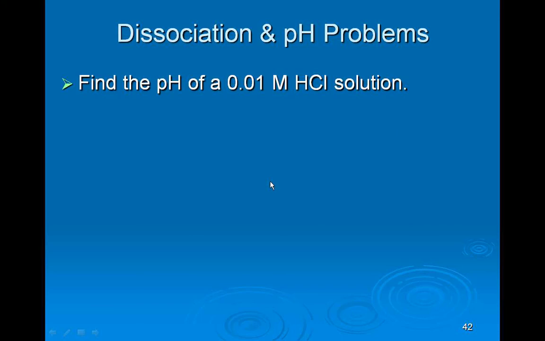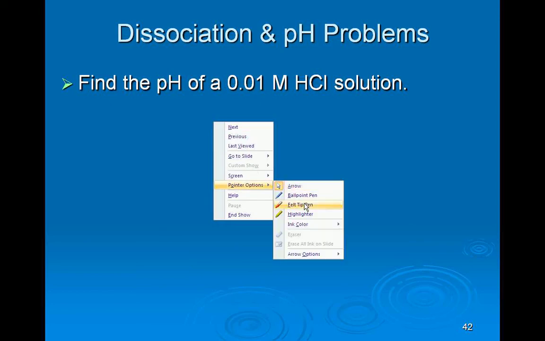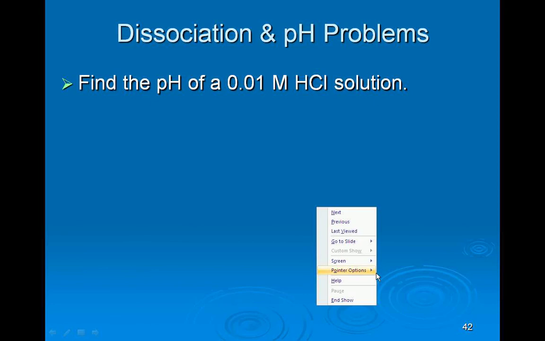Here are two problems. Find the pH of a 0.01 molar HCl solution. Let me get my pen ready. And let's change the color. The red is a little obnoxious.